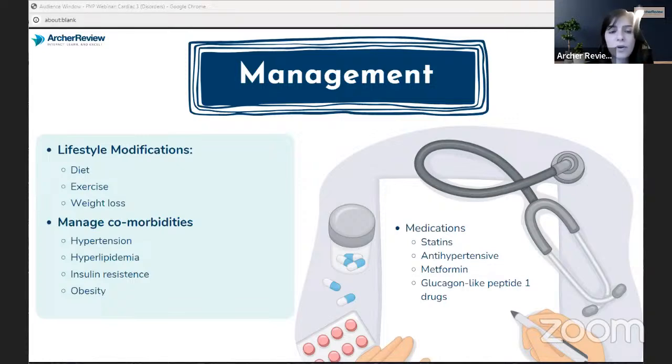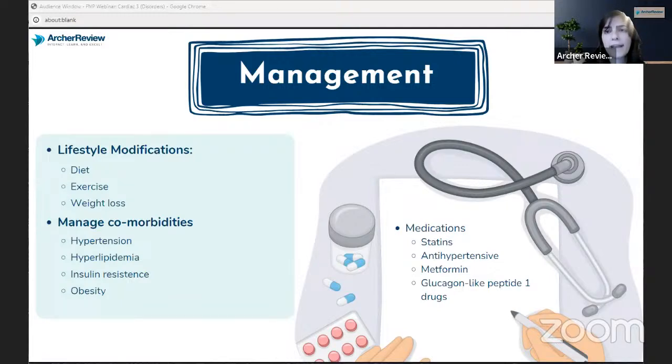So making sure that if they are starting a GLP-1, they're also committed to making those lifestyle modifications. That's going to be really important and beneficial for them in the long run. So making sure that they understand the risk factors and they understand the commitment that they're making with the GLP-1.